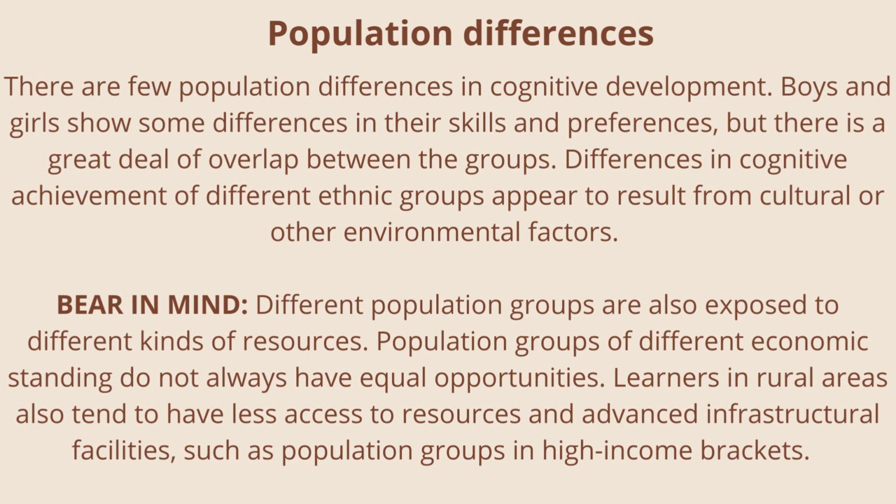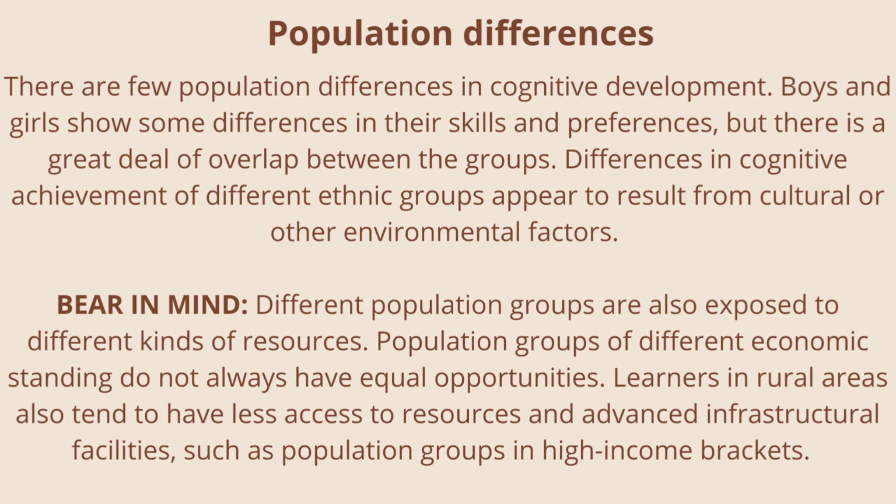Population differences when we are looking at cognitive abilities. There are few population differences in cognitive development. Boys and girls show some differences in their skills and preferences, but there is a great deal of overlap between the groups. Differences in cognitive achievement of different ethnic groups appear to result from cultural or other environmental factors, not so much genetic factors. So it could be cultural, what you are taught, what you see around you, your environmental factors, what you have been exposed to in a particular culture.